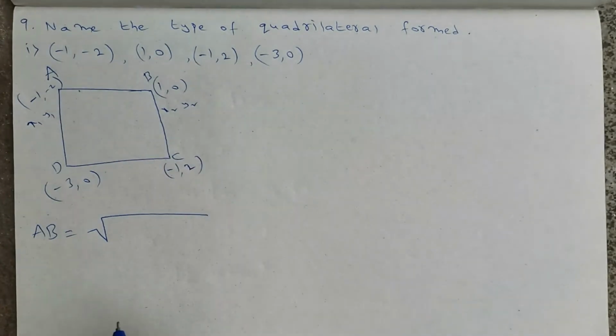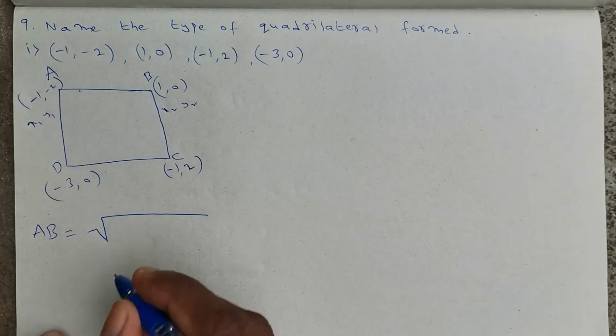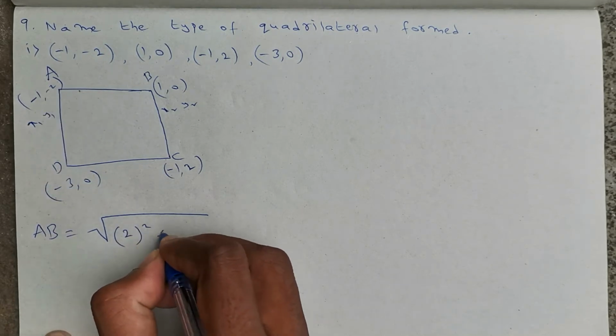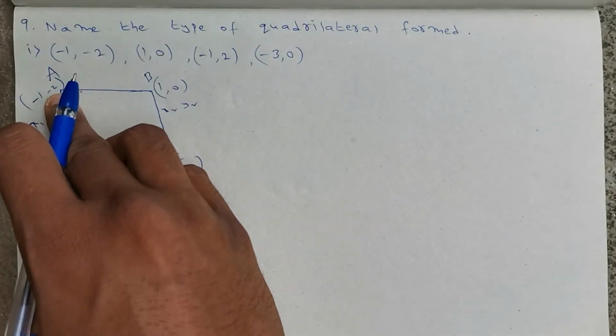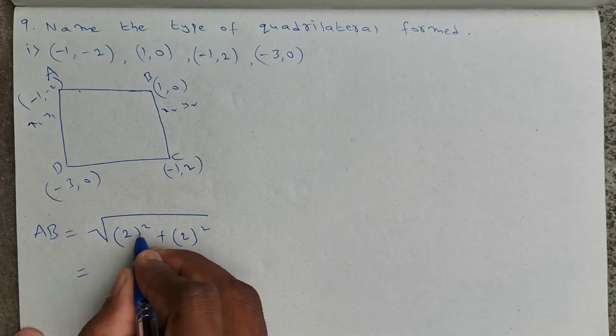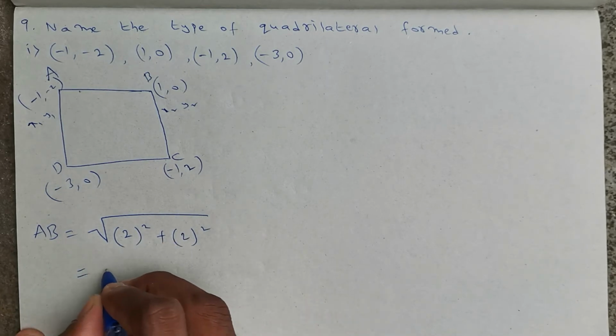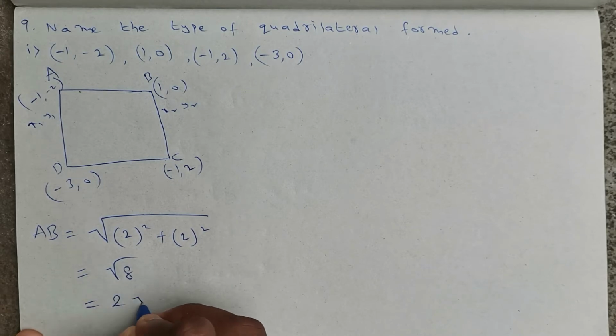So we want x2 minus x1, 1. Here already minus is there. So minus of -1 plus 1, plus 1, 2 whole square plus y2 minus y1. Here 0. Here already minus is there. So minus of minus plus 0 plus 2, 2 square. So we will get 2 square is 4 plus 2 square is 4. Root 8. What is the value of root 8? 2 root 2.